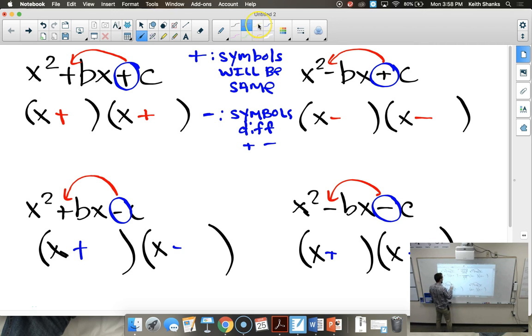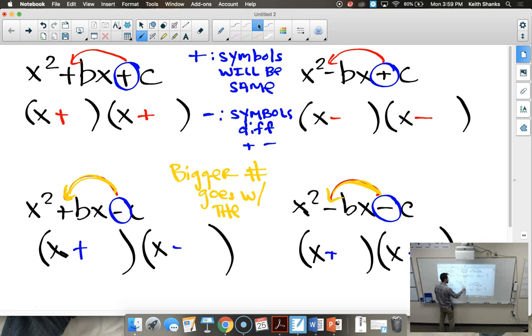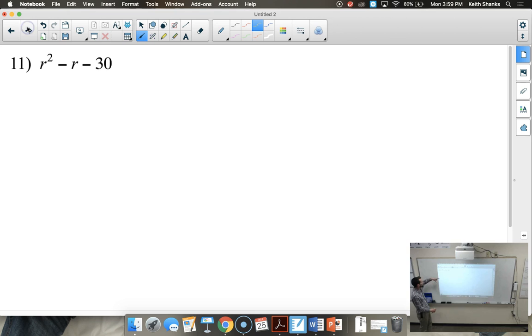What's nice is if you check the first sign on both of these, the bigger number, and we'll look at some examples, goes with the sign. By the sign I mean this one right here or this one right here. So let's take a look at an example. That would be like this.